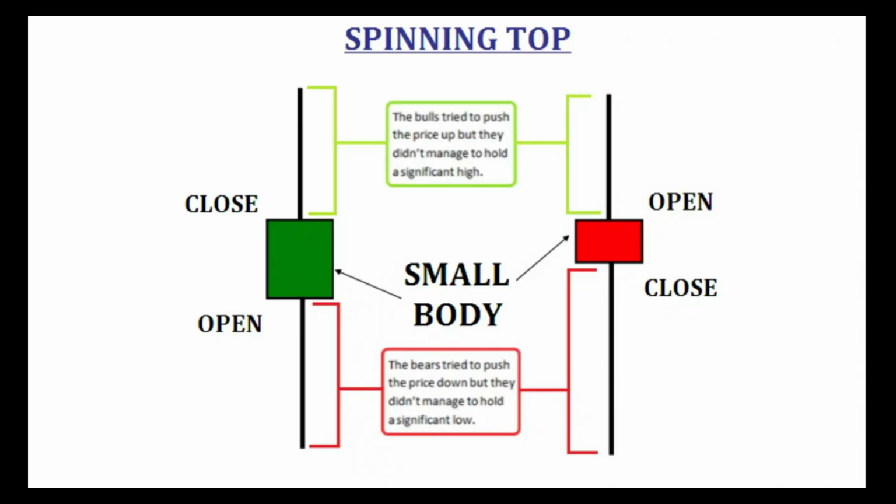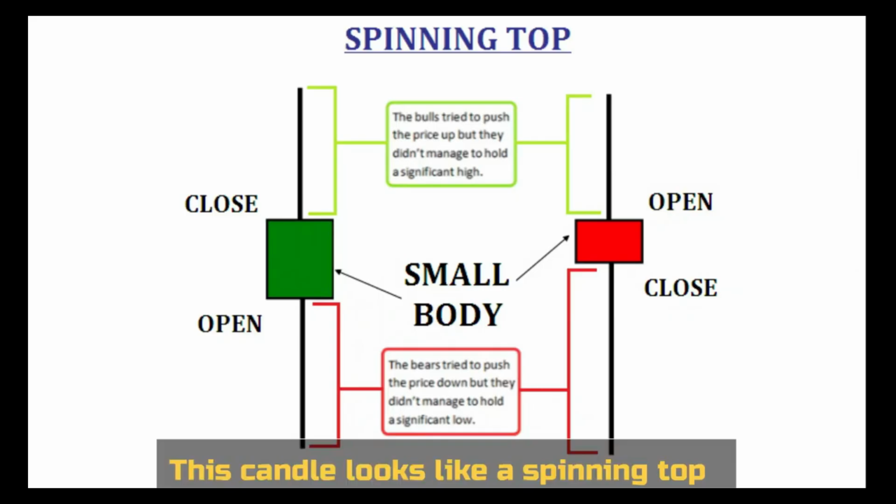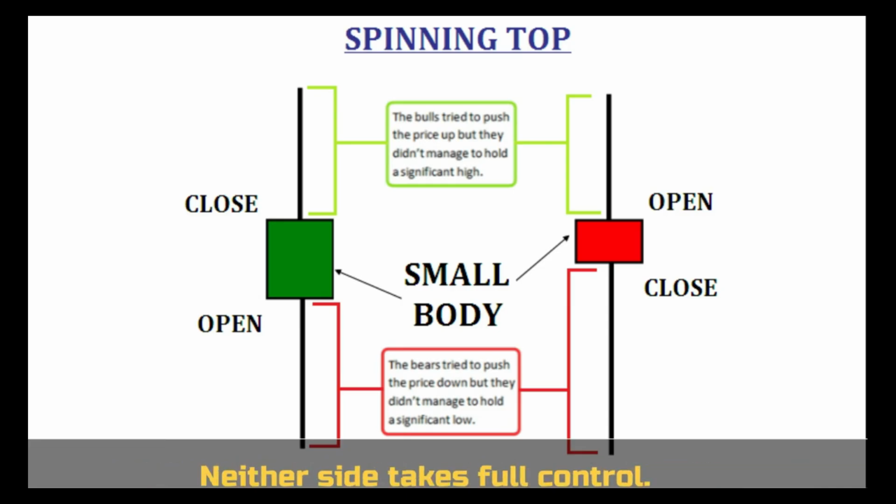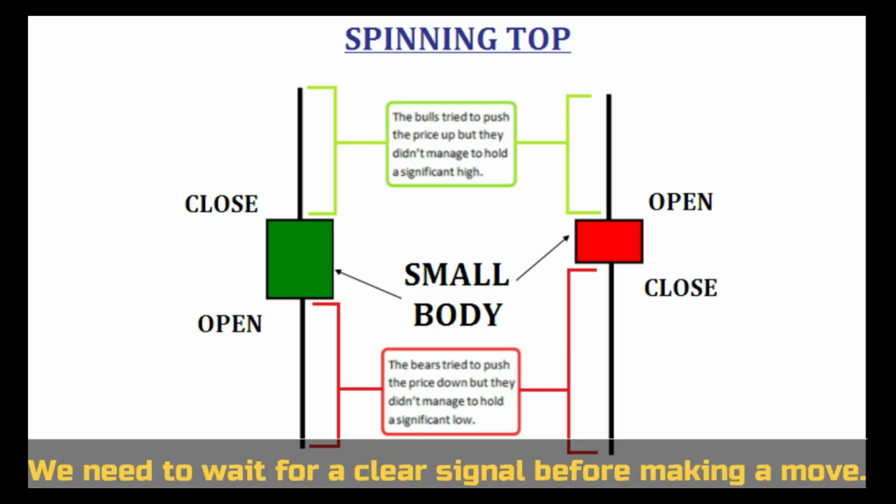Our next candle is the spinning top. This candle looks like a spinning top because it has equal size wicks on both sides. Buyers and sellers pushed in both directions, neither side taking full control. The candle closes near the open, forming wicks on both sides. It means the market is undecided. We need to wait for a clear signal before making a move.